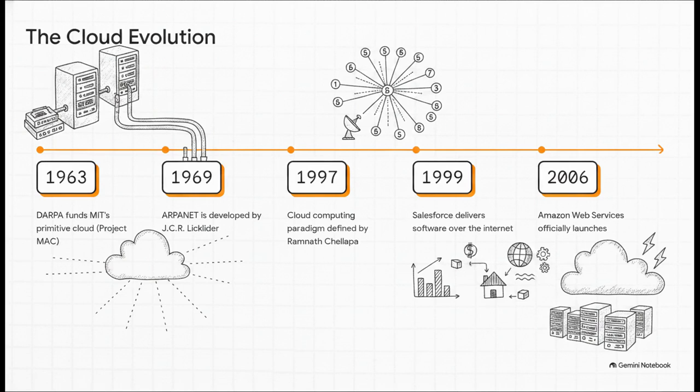Fast forward a bit to 1969, and JCR Licklider helps develop ARPANET, pushing this brilliant vision of what he called an intergalactic computer network. Then, in 1997, Ramnath Chelappa actually defines the modern paradigm, accurately predicting it would be entirely driven by economic rationale. Just 2 years after that, Salesforce pioneered delivering software directly over the internet. And then, 2006 hits, Amazon Web Services officially launches, and the game was completely changed forever.